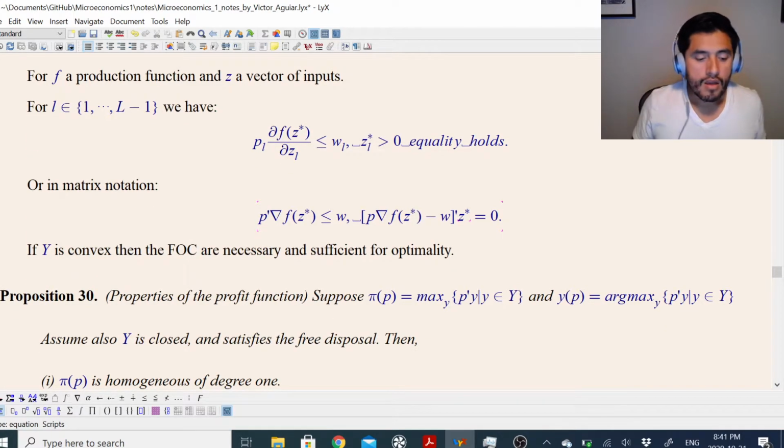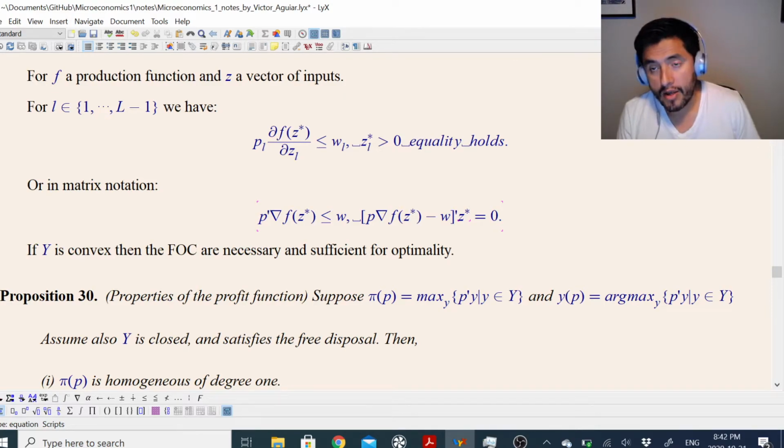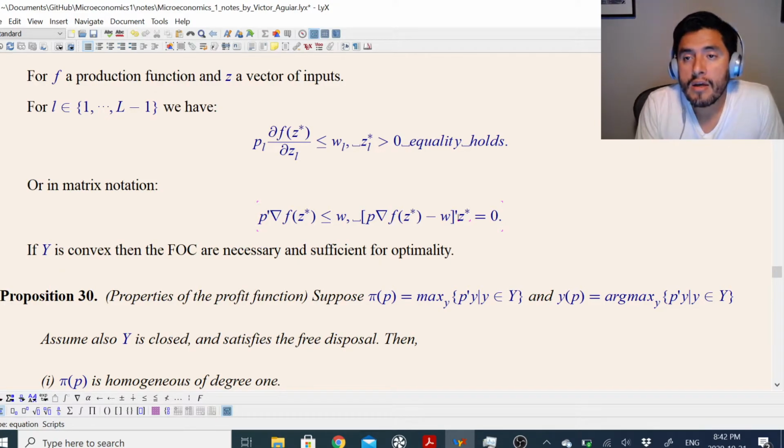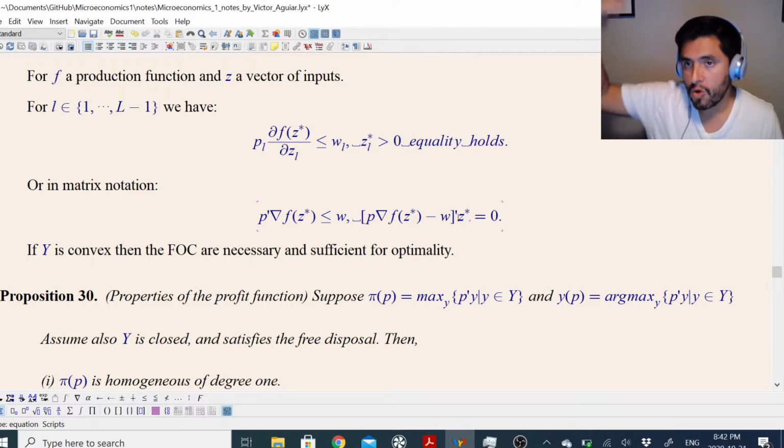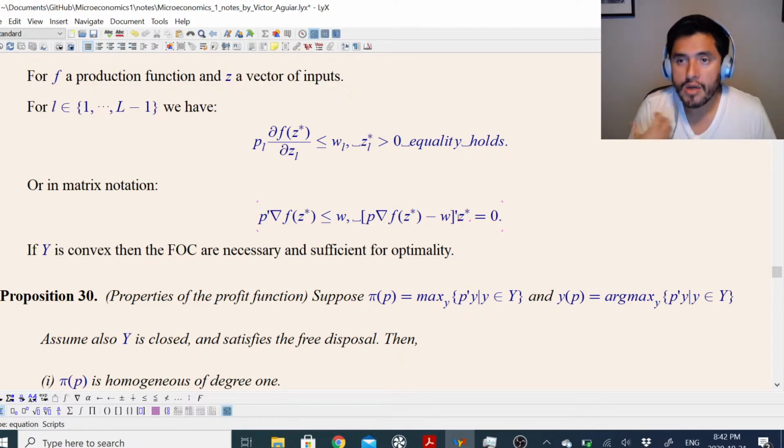Now, if Y is convex, remember convex means non-increasing returns, then the first order conditions are actually necessary and sufficient for optimality, okay? So first order conditions may not be enough to guarantee optimality when you don't have a convex set. You also know that without convex sets, or with increasing returns, you have explosive profits, so you don't care about that case. We care about the case of convexity.